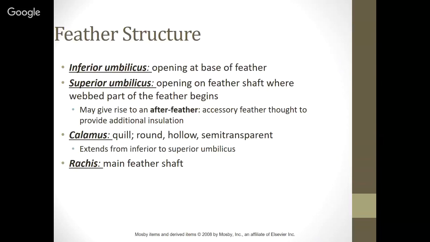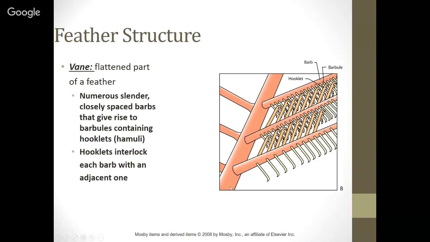The calamus is what we call the quill. It's round, it's hollow, and it's semi-transparent and extends from the inferior to the superior umbilicus. So the umbilicus is from where it attaches to the skin, the follicle, to where the feather part actually starts. The rachis is the main feather shaft.